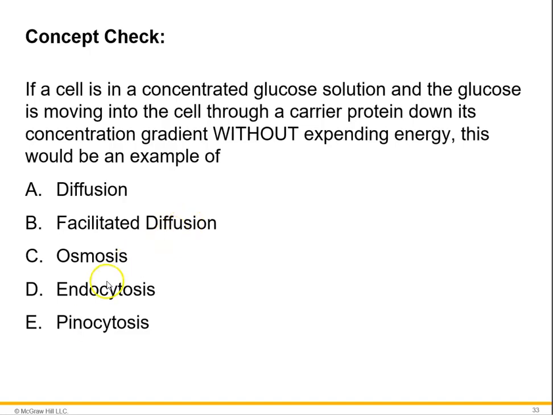Well, everything here is saying passive transport, okay? It's moving into the cell down its concentration gradient without energy expenditure. And it's using a carrier protein. So we know it's not simple diffusion. Simple diffusion does not require a carrier protein. So it must be facilitated diffusion.